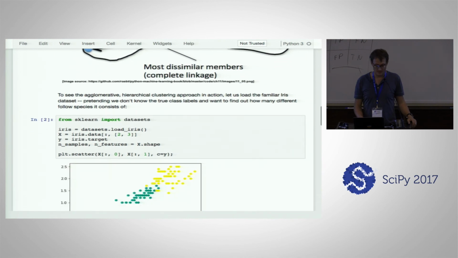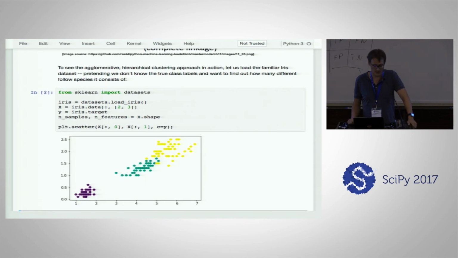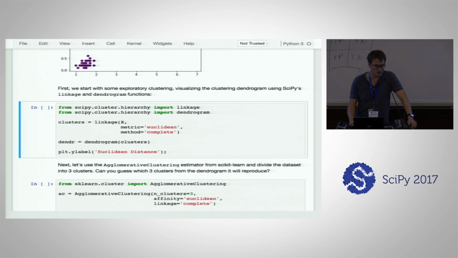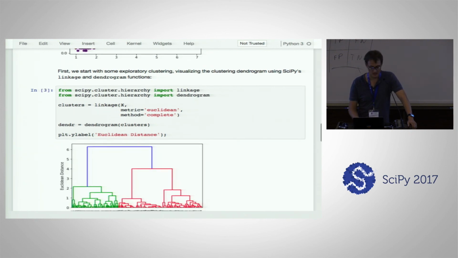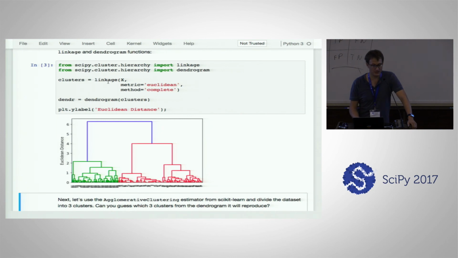So let's see how this behaves. I'm going to take my iris dataset, which you now know very well, probably too well. And I'm going to use hierarchical clustering. I'm not going to take it from scikit-learn. I'm going to take it from SciPy. So SciPy has a cluster module, and inside it has a submodule called hierarchy that contains a linkage function that computes the clustering, and a dendrogram function that will allow you to plot it. So let's estimate the clustering and use the dendrogram to plot it.